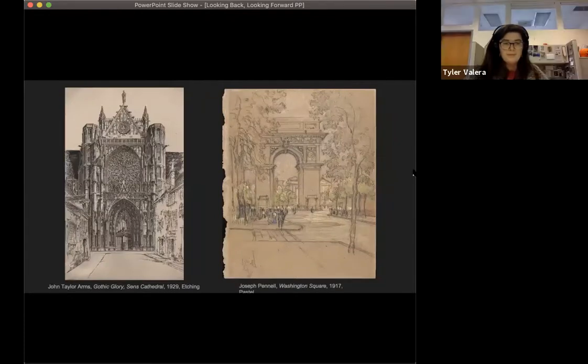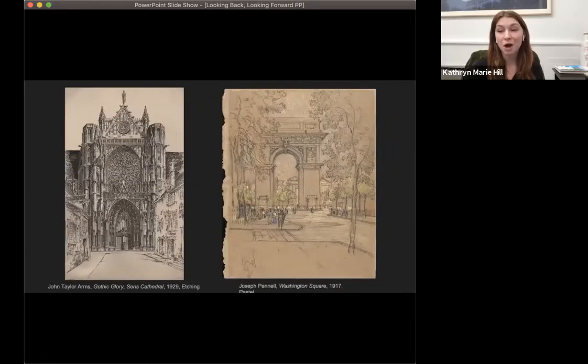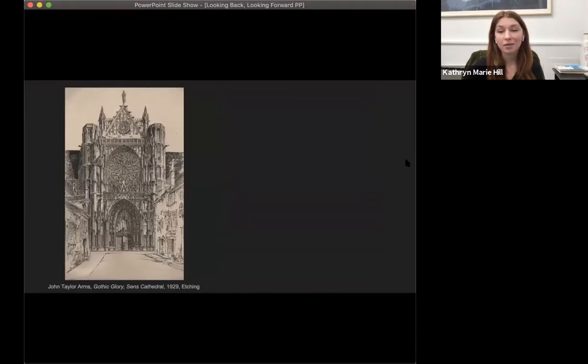Our last pairing this afternoon is of John Taylor Armes' Gothic Glory and Joseph Pennell's Washington Square. These two works demonstrate the complicated relationship between past and present. Gothic Glory, Sens Cathedral, an etching done in 1929 by Armes, encapsulates the grandeur of the Gothic past and the intricacies in which Armes created his work.